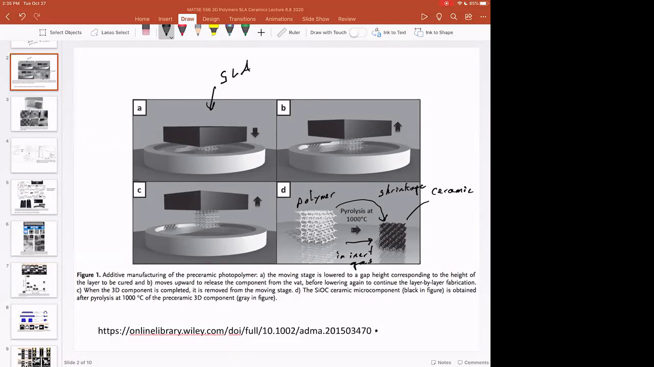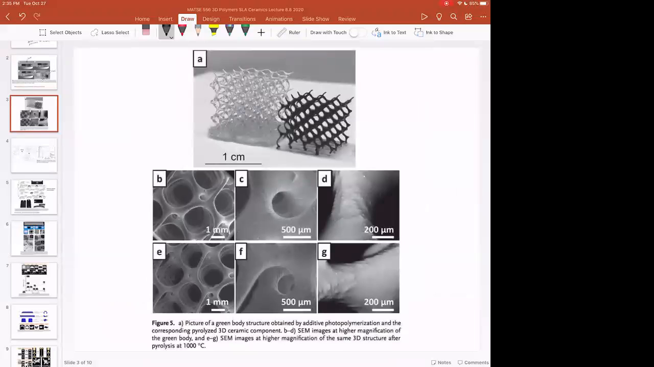So this is a more expensive way to make ceramics, but this is one method for making some high performance, intricately shaped materials that you just couldn't make another way. So these are some figures. Of course, this is the polymer.